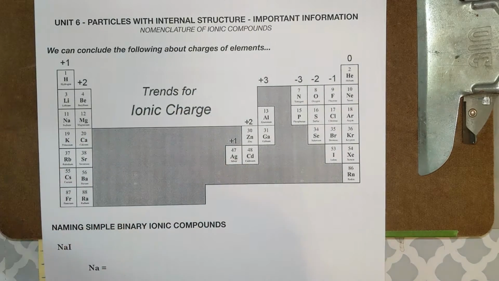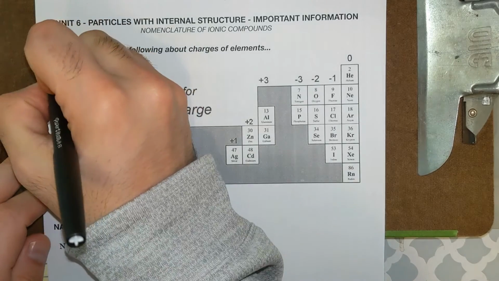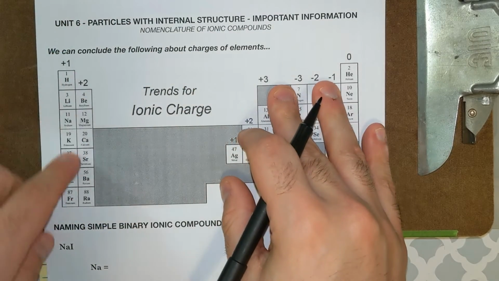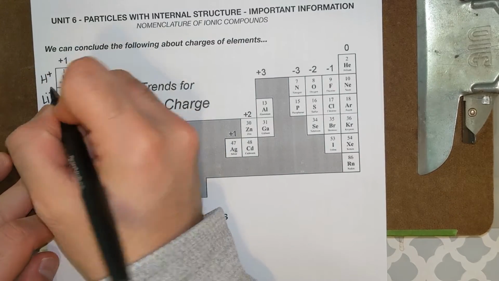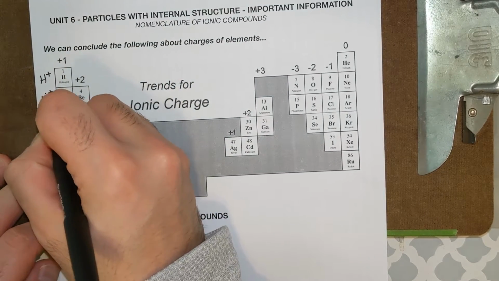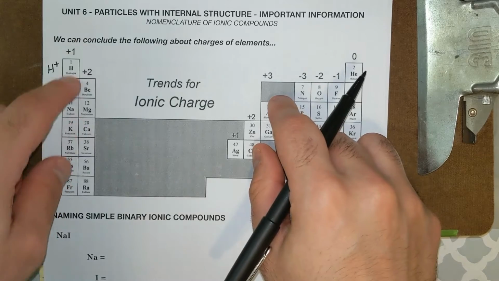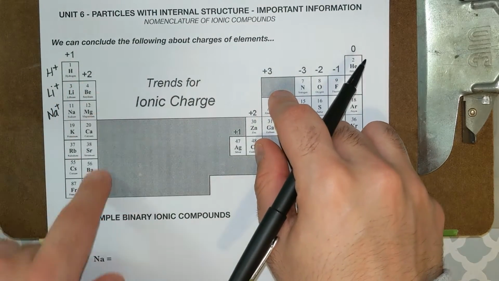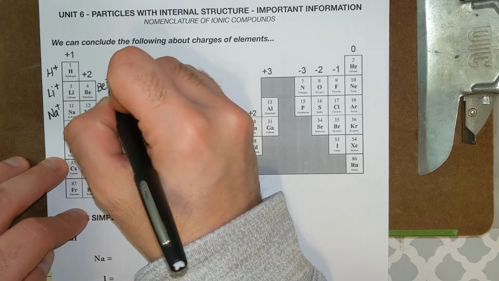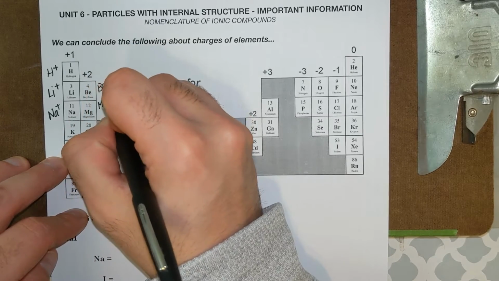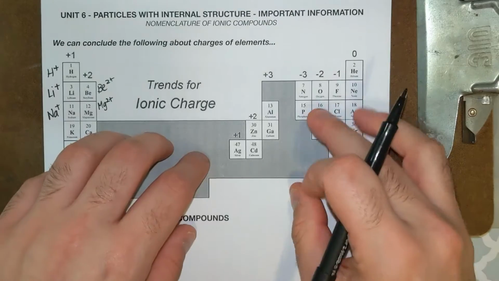So this is group 1A. 1A tends to form a +1 charge. So things like hydrogen will form +1, lithium +1, sodium +1. Things in group 1 tend to form +1 charge. Elements in group 2 tend to form 2+ charge, so like beryllium and magnesium will form a 2+ charge.